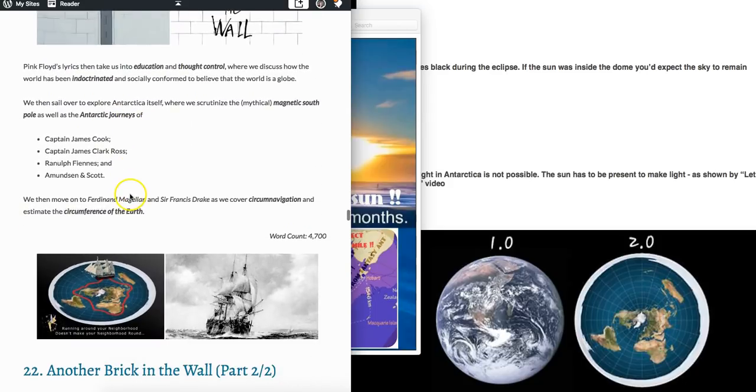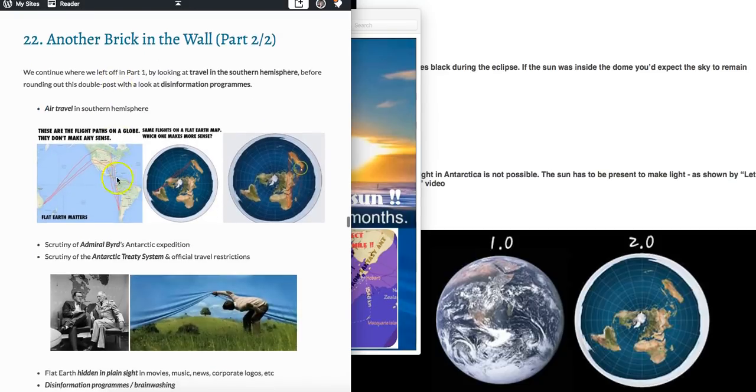And also another point, which I also covered in my blog, with the journeys of these guys here: Captain James Cook, James Clark Ross, Ranulph Fiennes, Amundsen and Scott. These are all Freemasons. What they've written in their journals about their distances, 60,000 miles around the ice wall and stuff, we shouldn't trust any of this.